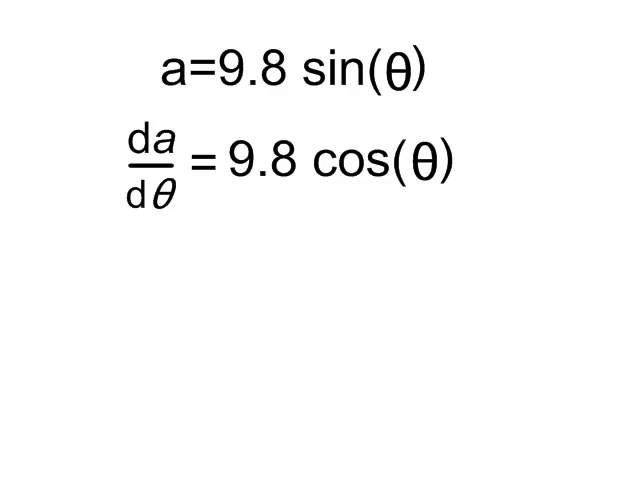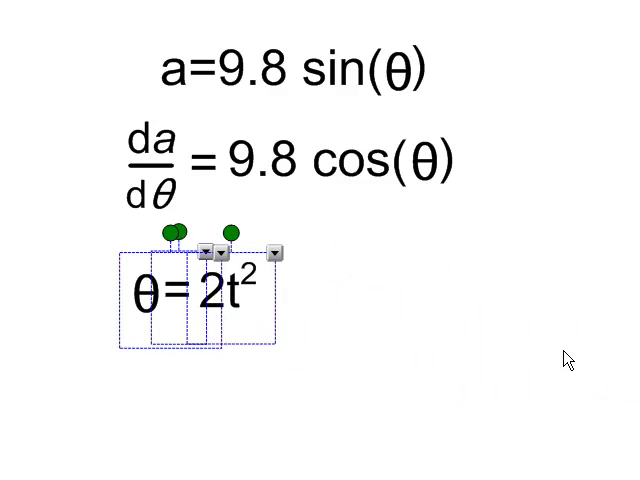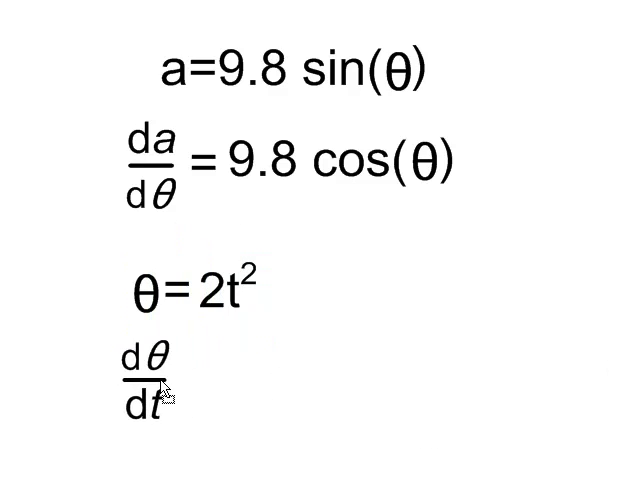Okay, now we want to find the derivative of theta with respect to time. So I know that theta is 2 times time squared, and what I need to find out is the derivative of theta with respect to time. And so I can just use my power rule and my constant rule on this expression. d theta dt is equal to 4 times time. So there, I have dA d theta, I have d theta dt. Now I'm all ready to go ahead and find dA dt.